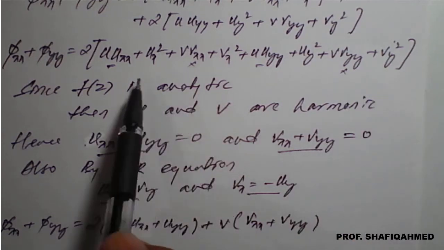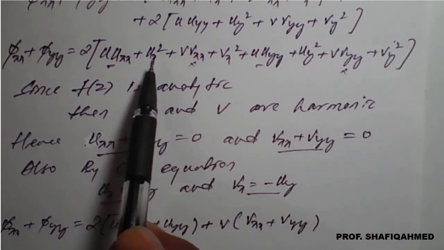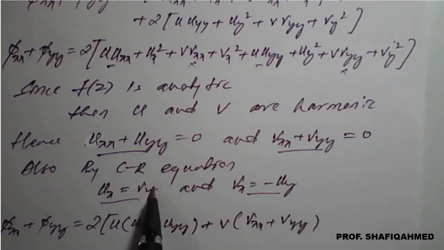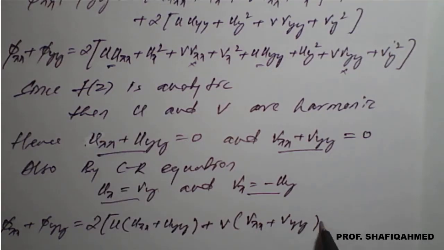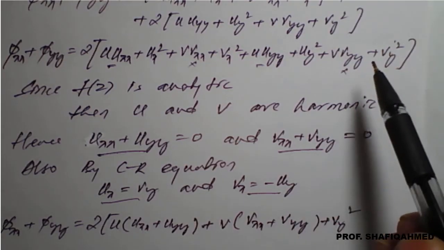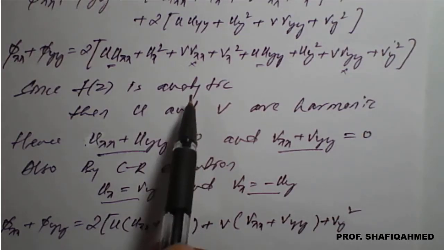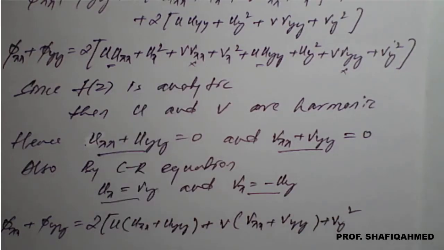So I will write this ux square, so ux is vy, then ux square will become vy square. So this part I will write vy square by CR equation, or else this ux square will keep as it is.